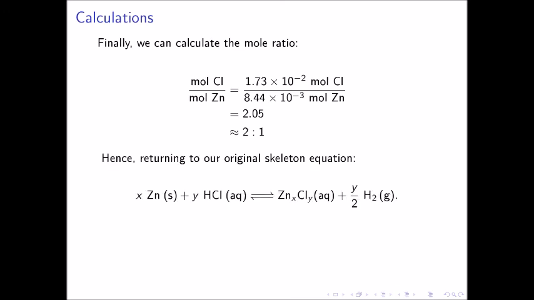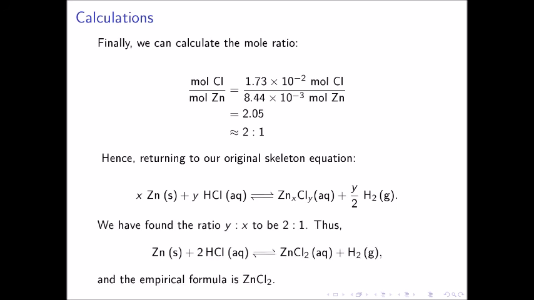We can now return to our original skeleton equation. X moles of zinc metal plus Y moles of hydrochloric acid, forming ZnXClY aqueous plus Y over 2 moles of H2 gas. We have found the ratio of Y to X to be 2-to-1. Therefore, our chemical equation now takes the form 1 mole of zinc metal plus 2 moles of hydrochloric acid, forming zinc chloride, ZnCl2, aqueous, plus 1 mole of H2 gas. And the empirical formula of zinc chloride is found to be ZnCl2.